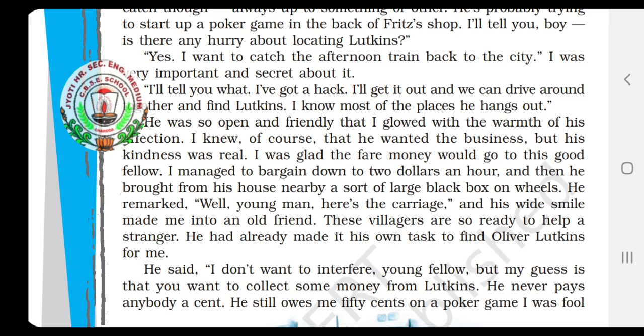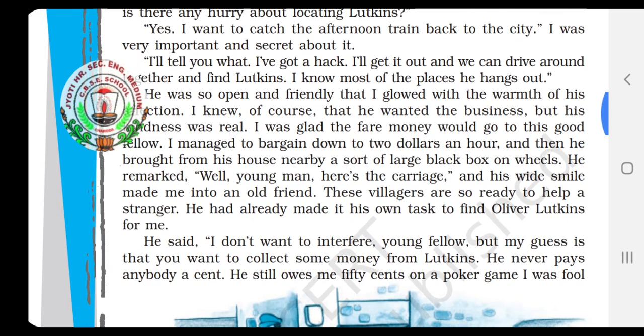Okay, that was the carriage. That seems like the black box, one black box put on the wheels. So when he brought that, he said, "Yes, young man, now you can sit here. Here's the carriage ready for you." And he gave one wide smile, and it seems that they were really old friends, and now he's helping his friend.